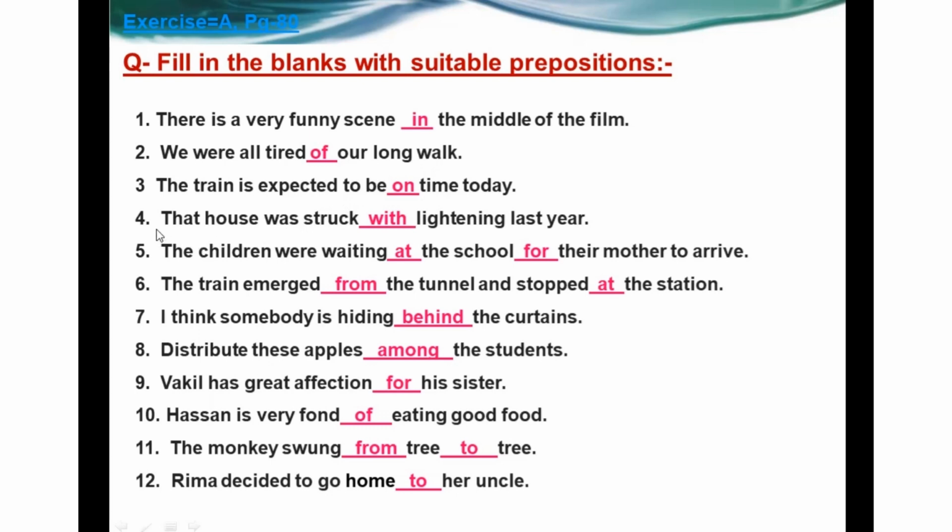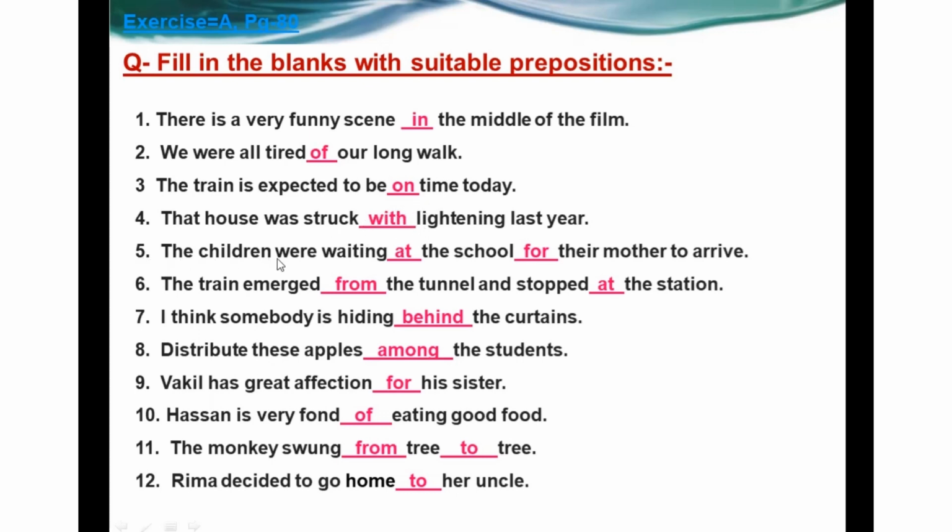Number 4 states that house was struck dash lightning last year. For using with, there is a condition that the thing should be solid, physically it should be there. Okay, only then you use the preposition with. So lightning is a solid thing. It physically comes and strikes the house of the people. Right students? That is why we will be using with here. Okay, in this blank we will put with.